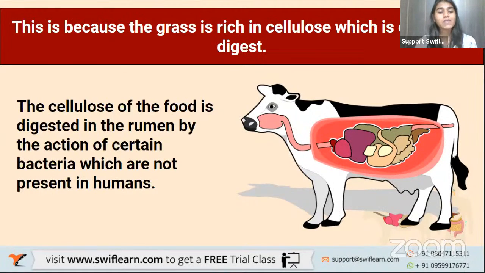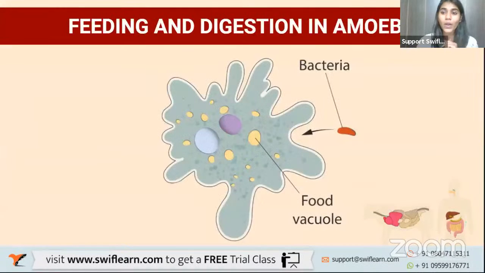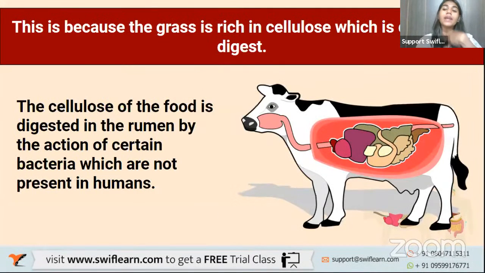Okay, so that is why the cellulose of the food is quite difficult to digest. It's a little bit hard and difficult to digest. So the cellulose-containing food is digested in the rumen by the action of bacteria which are not present in humans. So that is why they bring it back, because cellulose digestion is difficult, and they again continuously chew it so that it is digested well.